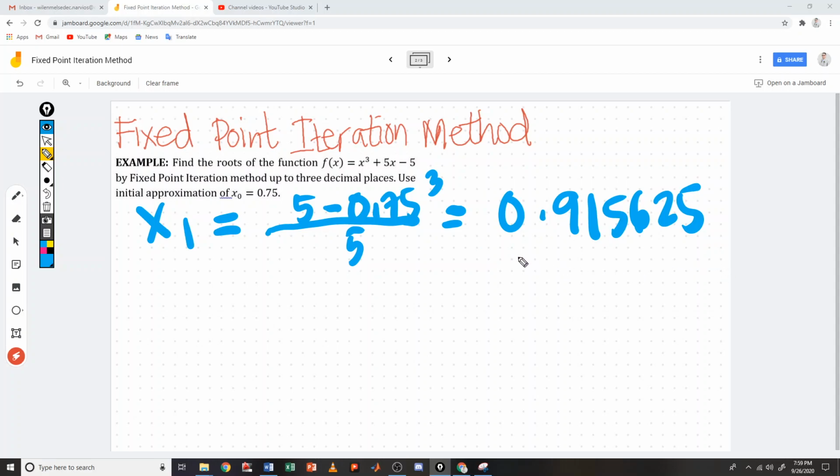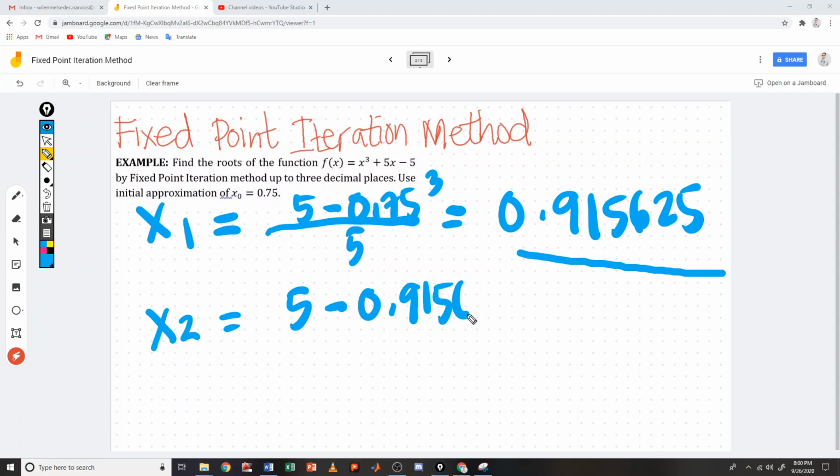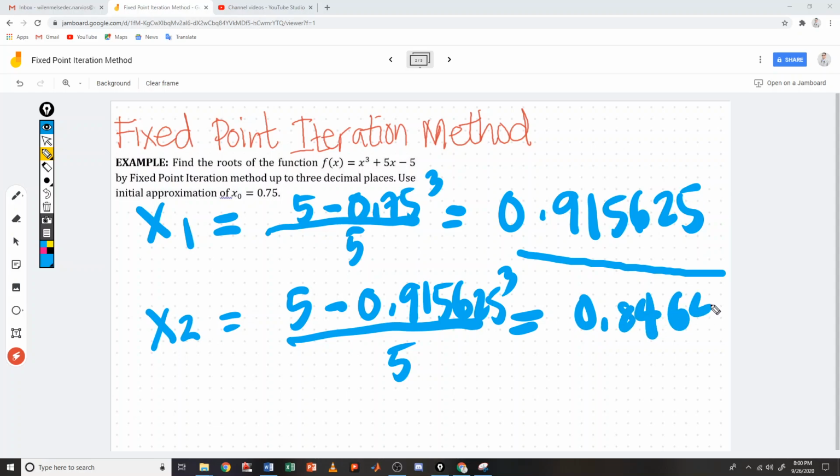Again, we will use this value to get x2. So for x2, we have (5 minus 0.915625 cubed) over 5. So we have the value of 0.864736.